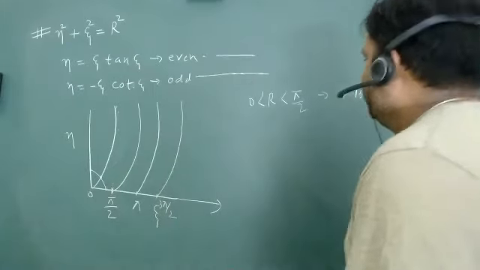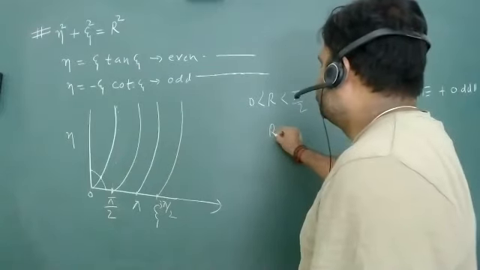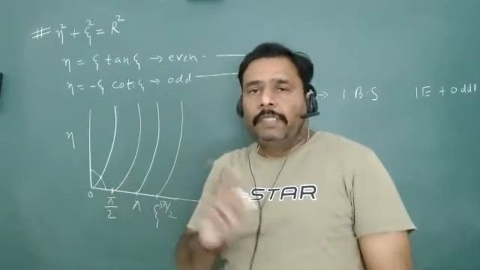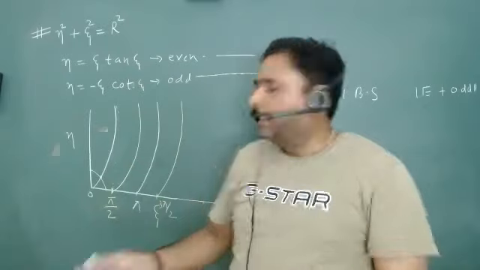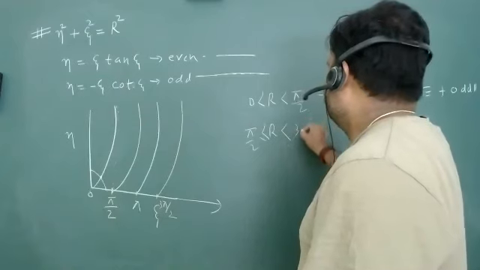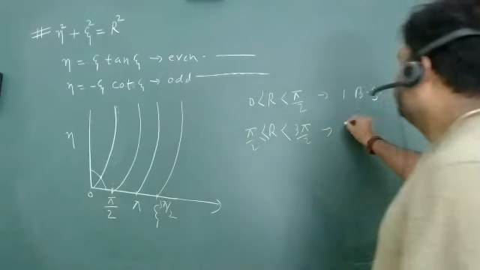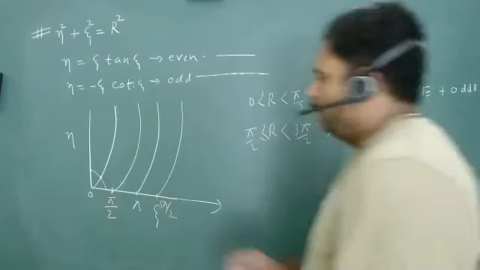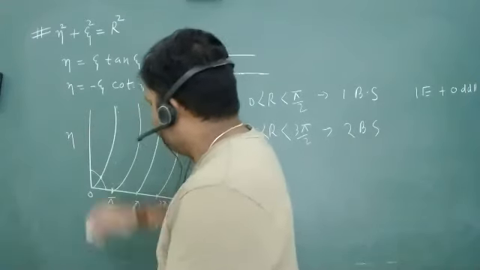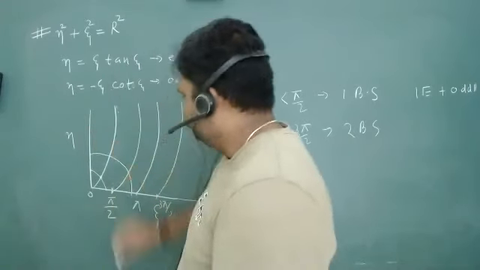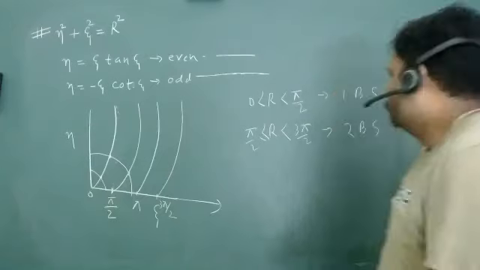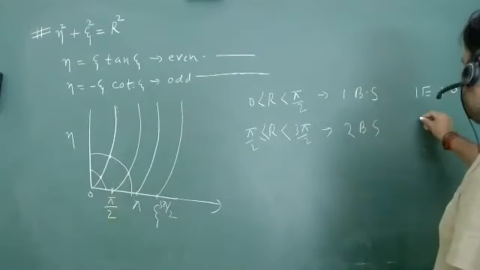Now, this condition will come when r is going to change. So at once you have only one particular curve. Here r is between pi by 2 and 3 pi by 2. So how many bound states? You have two bound states. I am talking about this type of condition. This will be the ground state. This will be the first excited state. So you have one even and one odd.